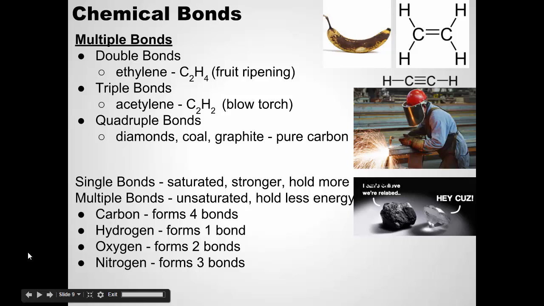Ethylene gas is a gas that is responsible for fruit ripening. If you've ever heard the saying that if you have some unripe fruit, if you put it in a paper bag with a ripe piece of fruit, it will ripen more quickly. And it does that because the ripe fruit gives off ethylene gas, which causes the other fruits to ripen at a quicker rate too.